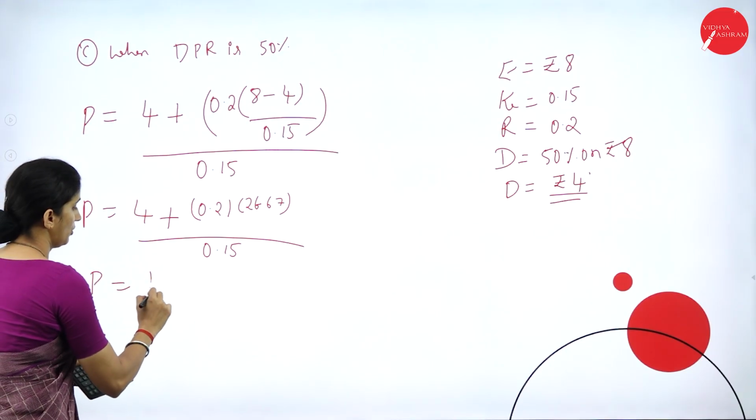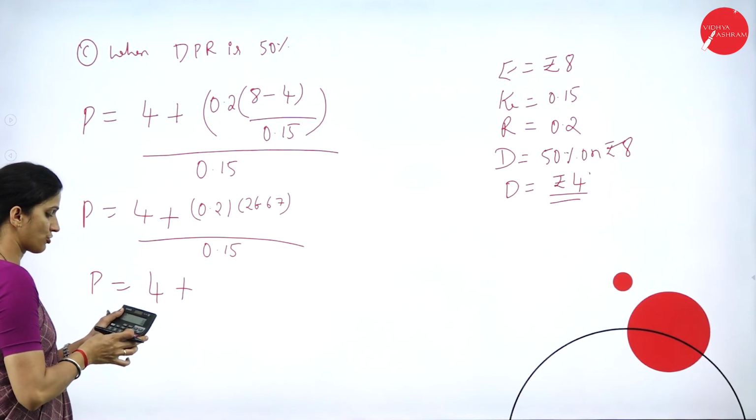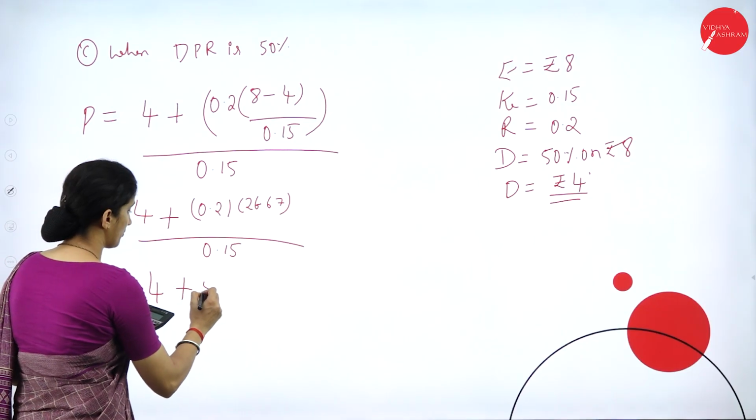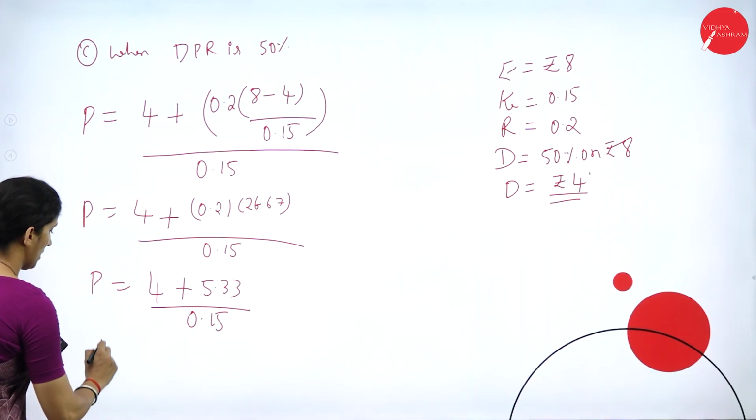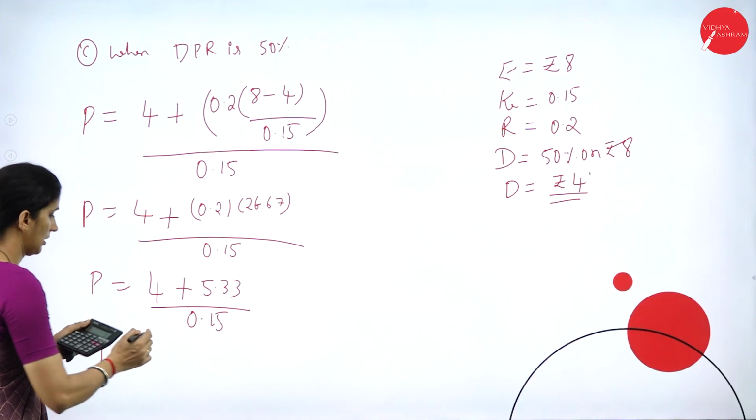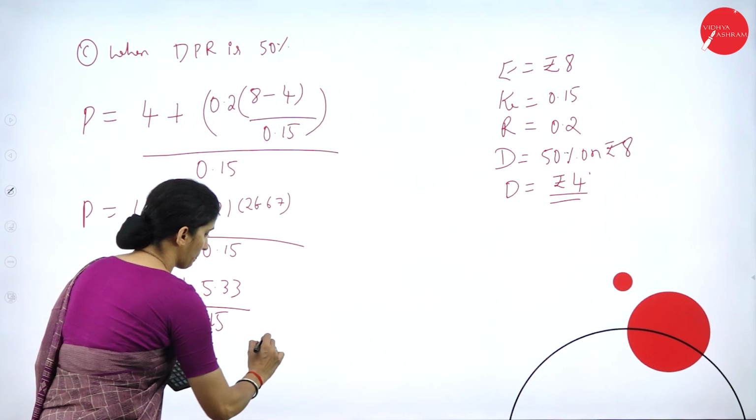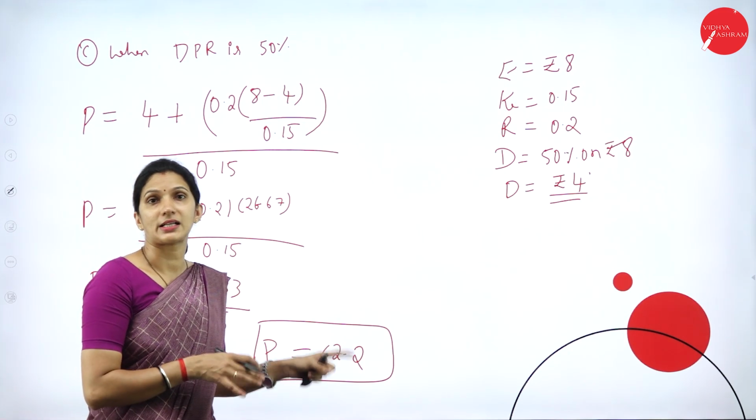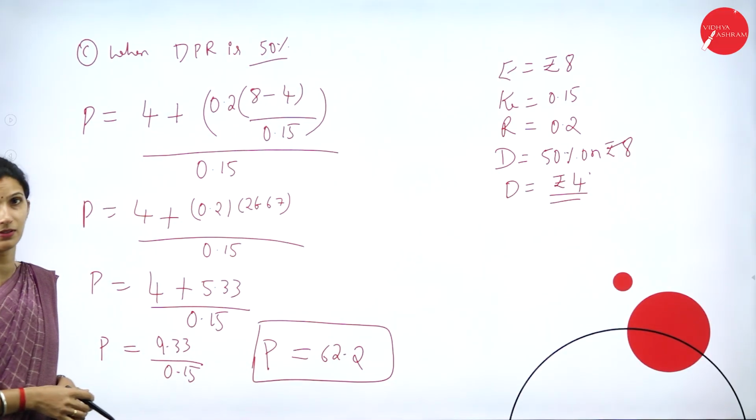So P is equal to 4 as it is, D. Then we'll simplify this part, that is 0.2 into 26.67. So we are getting 5.33, whole thing divided by 0.15. So P is equal to 4 plus 5.33, which is 9.33, divided by 0.15. So P is equal to 62.2. So this is the market price of the share when the dividend payout ratio is 50%.